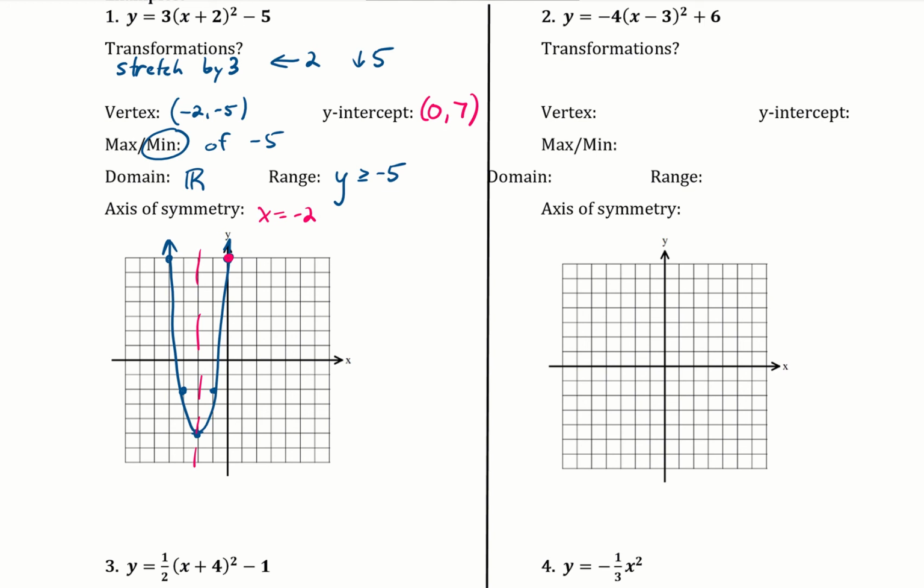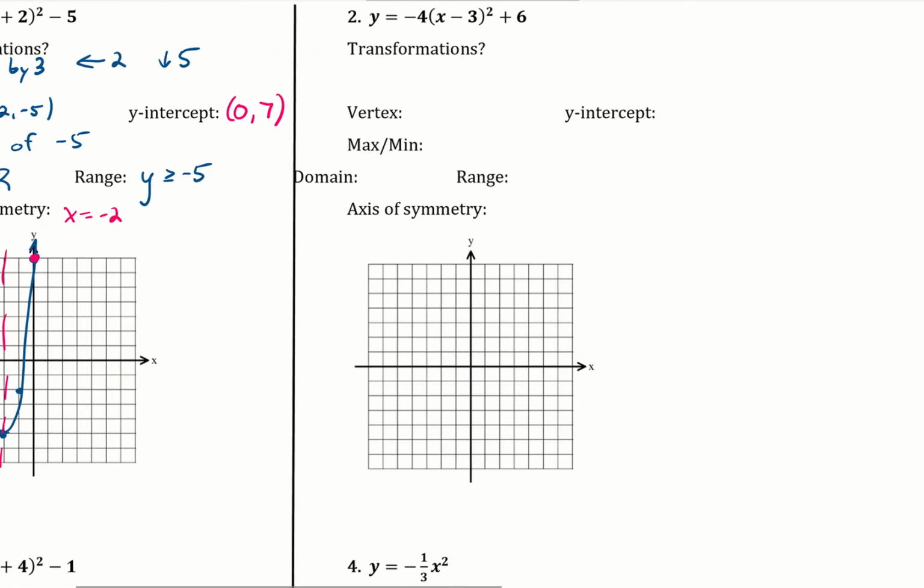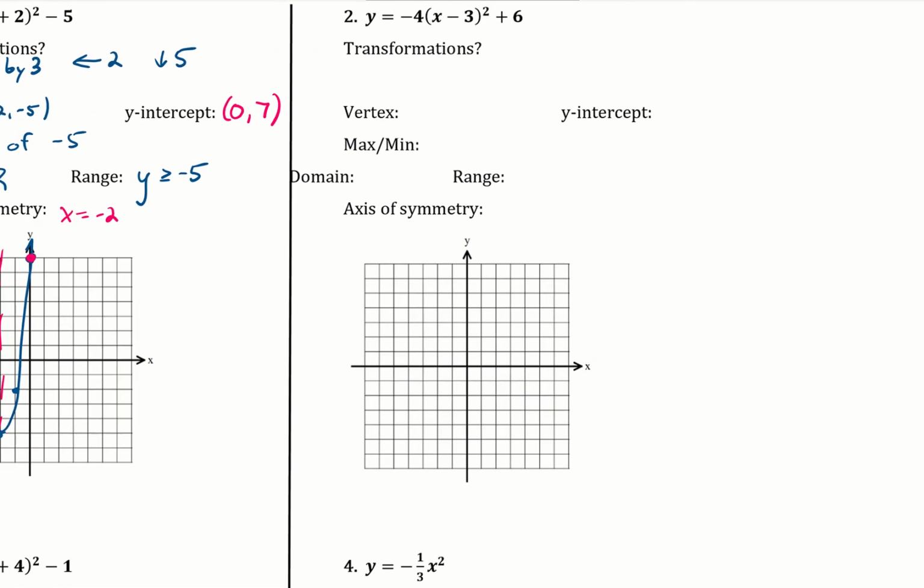All right, looking at example 2. Again, pause the video, try it on your own. So the negative in front is a reflection. The 4 in front is going to cause a stretch by 4. The x minus 3 is going to move the graph right 3, and the plus 6 is up 6. And those are the same transformations we talked about in chapter 1. So from 0, 0, we're going to go right 3, up 6.